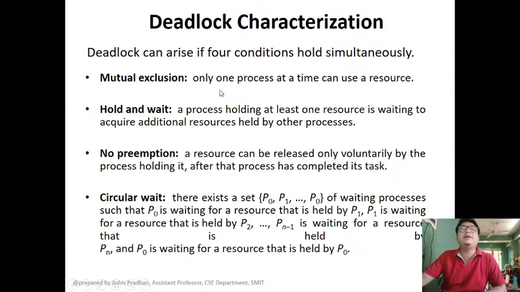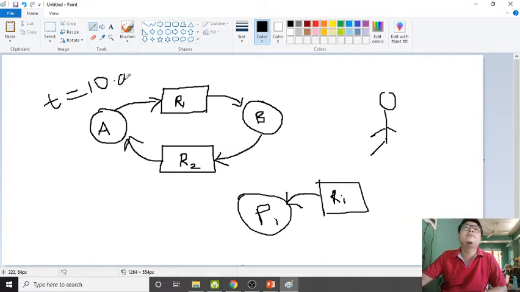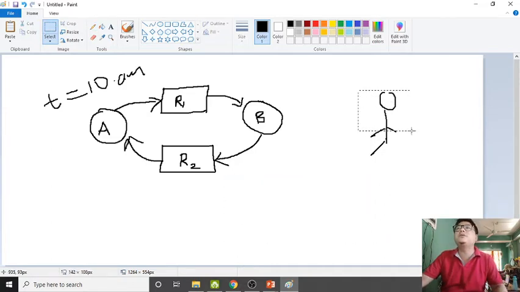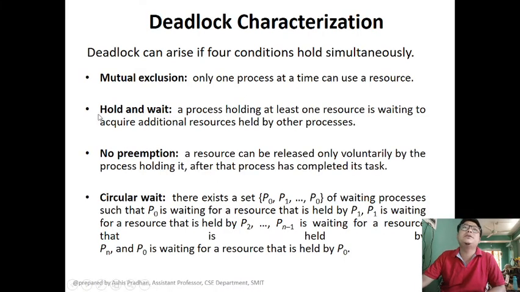For example, suppose at time t equals 1, 10 a.m., this system has entered into deadlock situation. If somebody says that, then all these four conditions have to be satisfied. All these four conditions have to be satisfied. So what are those conditions? Mutual exclusion. First one is mutual exclusion, which means only one process at a time can use a resource.